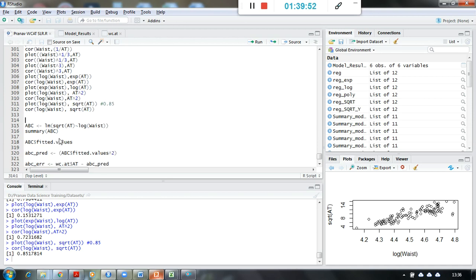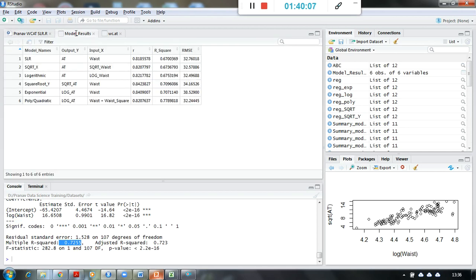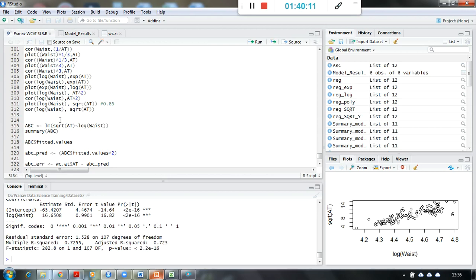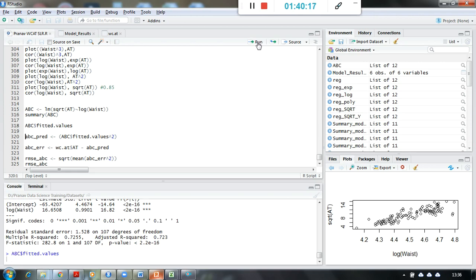So now if I want to build a model for this, I'm calling it ABC, taking a square root on AHT and log on waist. So we can do it in this way as well. Look at the summary, 72.55. Oh, this is not a good one. Okay, the R square value is lesser than this one, but it is still not the only measure to finalize the model. So what I will do is check the fitted values.